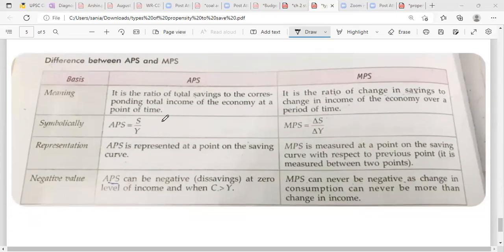APS, you have to remember a very important point: it is for a point of time, and MPS is for a period of time. APS is represented at a point on the saving curve, and MPS is measured at a point on the saving curve with respect to the previous point. Okay. And APS can be negative at zero level of income and when your consumption is more than your income. But MPS can never be negative as change in consumption can never be more than change in income. Clear? Yes, ma'am.